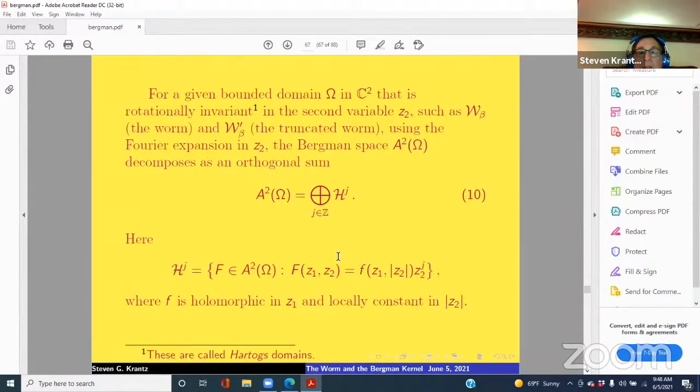For a given bounded domain omega in C2 that is rotationally invariant in the second variable Z2, such as W beta, the worm, and W beta prime, the truncated worm, using the Fourier expansion in Z2, the Bergman space A2 of omega decomposes as an orthogonal sum. And you've seen a version of this before. I told you this is one of Barrett's key ideas, where F is holomorphic in Z1 and locally constant in mod Z2. And of course, it's only locally constant in mod Z2 because the fibers are not connected.